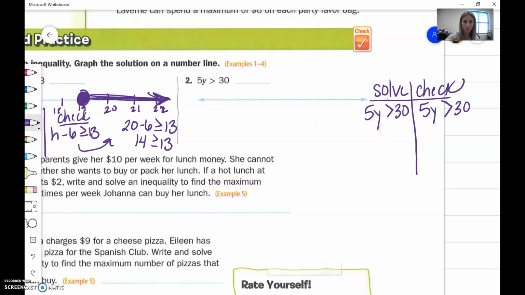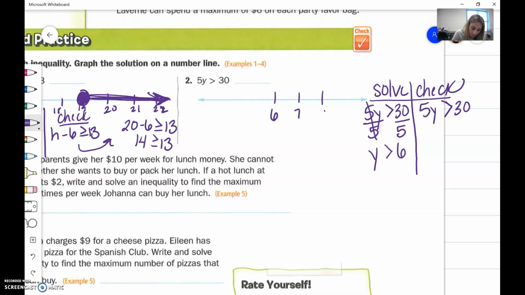And now, since I'm looking at isolating the variable, which is my y, I know I'm multiplying, so the inverse operation of multiplying is dividing. Whatever I do to one side, I must do to the other side. So 5 divided by 5 is 1, which means I'm left with 1y is greater than 30 divided by 5, which is 6.